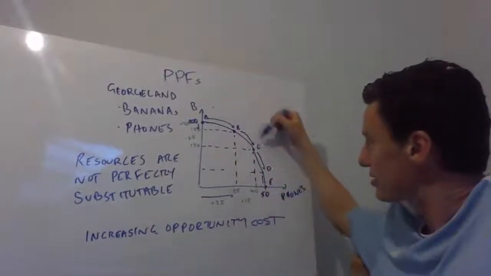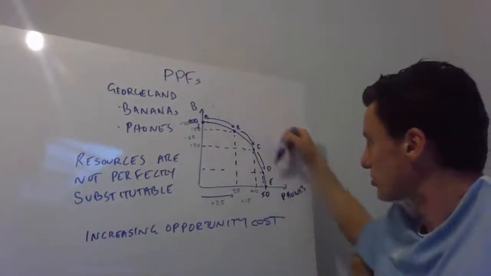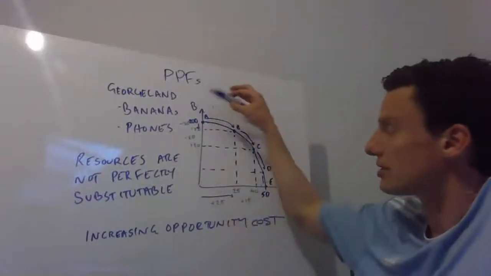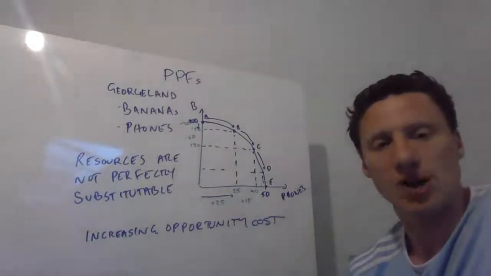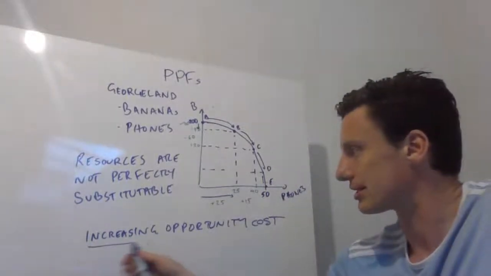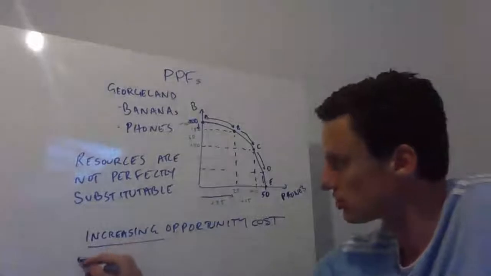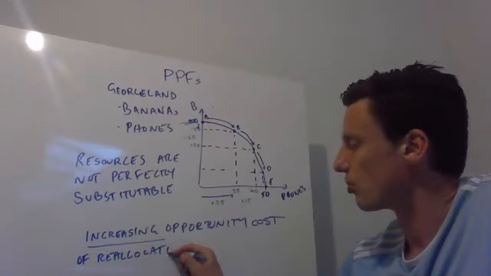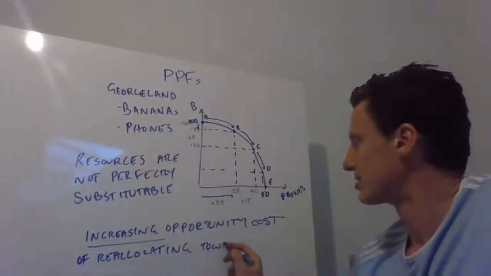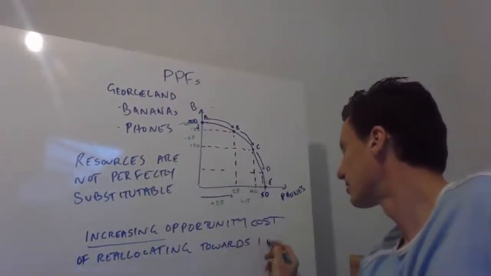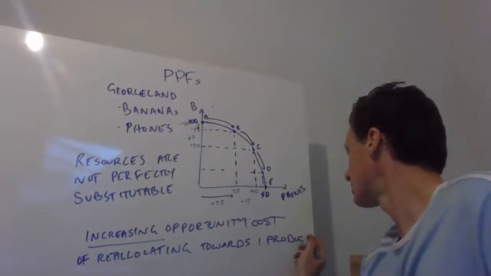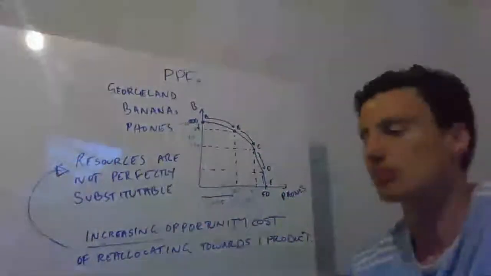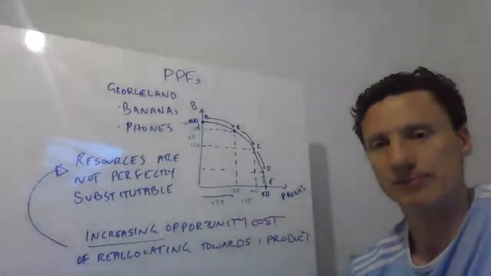As we have shifted our resources away from bananas and towards phones, as we have reallocated towards phones, the number of bananas that we are giving up at each stage is increasing. There is increasing opportunity cost of reallocating resources towards one product, in this case, phones. And that's because resources are not perfectly substitutable, and there is the maths to prove it.